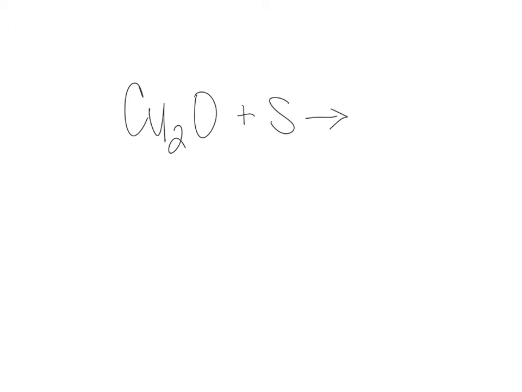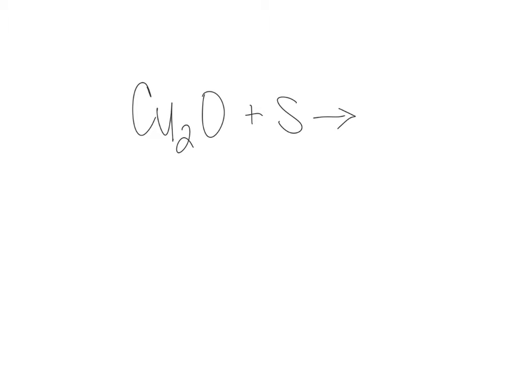This is a single replacement reaction, and I know this because I have a single element and I also have a compound. So the first thing we're going to need to do whenever I do a type of reaction like this is figure out what the charge is. Copper happens to be a little tricky because it's a transition metal, but I do know I have two coppers, and I also know that it's bonded with only one oxygen.